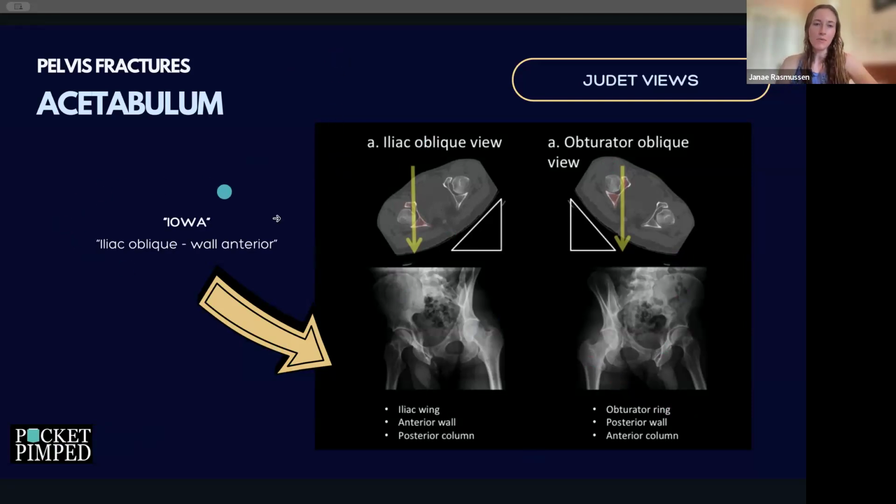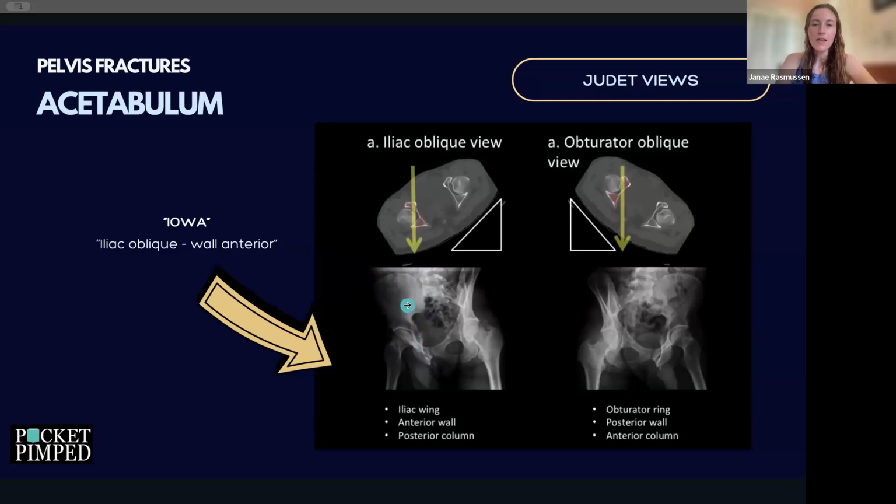And this is helping demonstrate what's in each view. So the way I like to remember is Iowa, meaning iliac oblique, wall anterior. So Iowa. And what that does is if I remember that the anterior wall is with the iliac oblique, then I know that posterior column is with the iliac oblique. In this image here, you can see that the iliac crest or the ilium is basically the biggest thing in view here. And so this is your iliac oblique. And you can see this anterior wall and then your posterior column are the best things you see on this view.